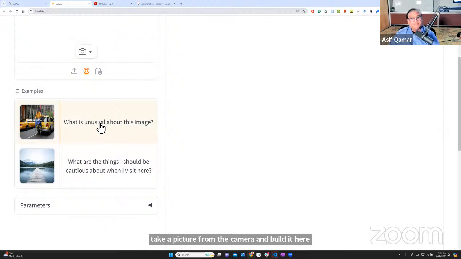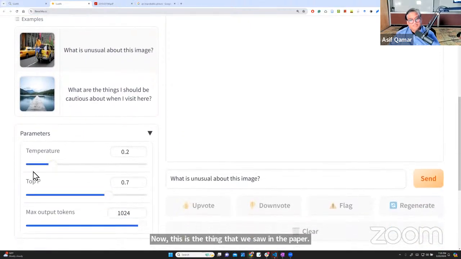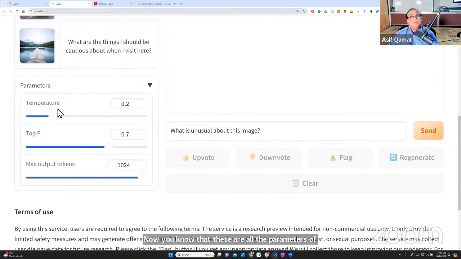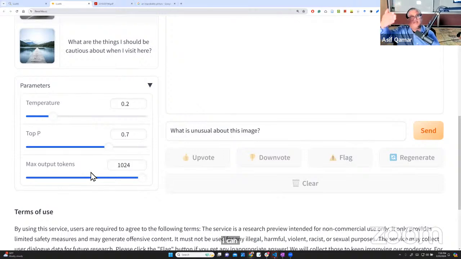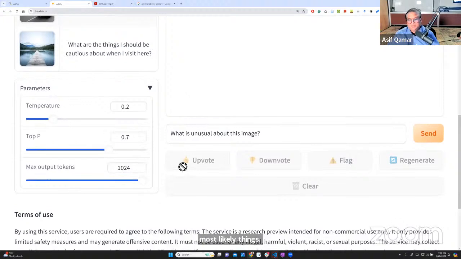Now, this is the thing that we saw in the paper, examples. And the interesting thing is you can play with the parameters, the temperature. You know that these are all the parameters of the LLM. The language models, the decoders have parameters like temperature, top P, max output token. Why? Because at the last layer, there's a softmax. Softmax is controlled by a temperature parameter, and top P means how much probability it has to accumulate up to in the top most likely things, and so on and so forth. And what's the maximum output token that you want?